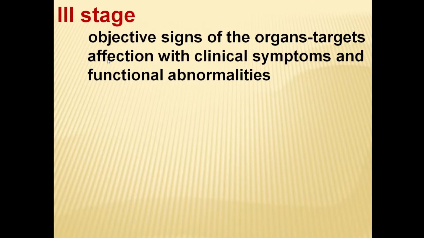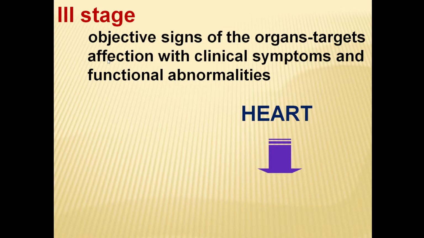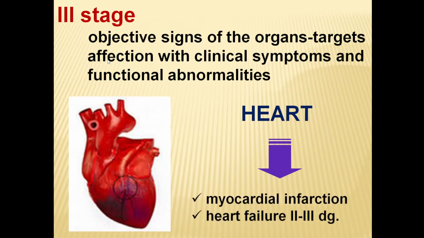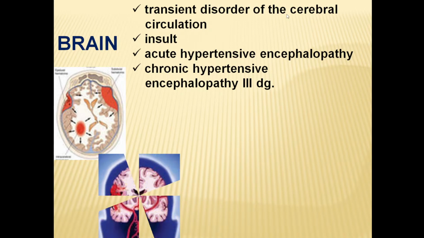And third stage, when the affection of the target organs is complicated with functional abnormalities, in other words, with some failure. In the heart, there will be different degrees of heart failure, or in anamnesis myocardial infarction, which appears later than high blood pressure was recorded, because high blood pressure was a provoking factor of myocardial infarction. In the central nervous system, there may be transient disordered cerebral circulation in anamnesis or a true brain stroke. We can reveal signs of hypertensive encephalopathy when the psychic adequacy of the patient is disturbed, or we can reveal chronic hypertensive encephalopathy.